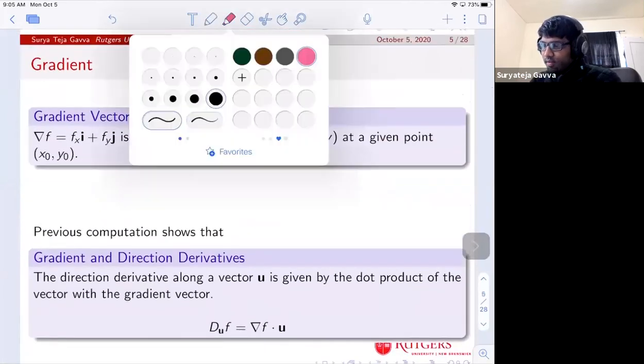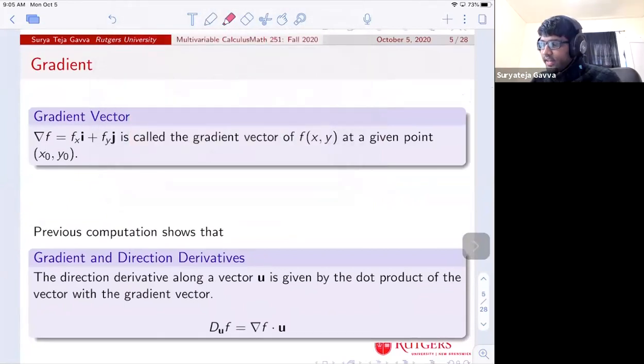Again, let me write it here clearly. The gradient vector is nothing but this vector fx i plus fy j. So basically the components of the vector are just the partial derivatives. You take the partial derivatives fx and fy, put them together and write a vector. That vector is called the gradient of f. It's written as nabla f. It's a reversed delta. It's not delta, it's a reversed delta. It's called the gradient of f. So that's an important quantity.